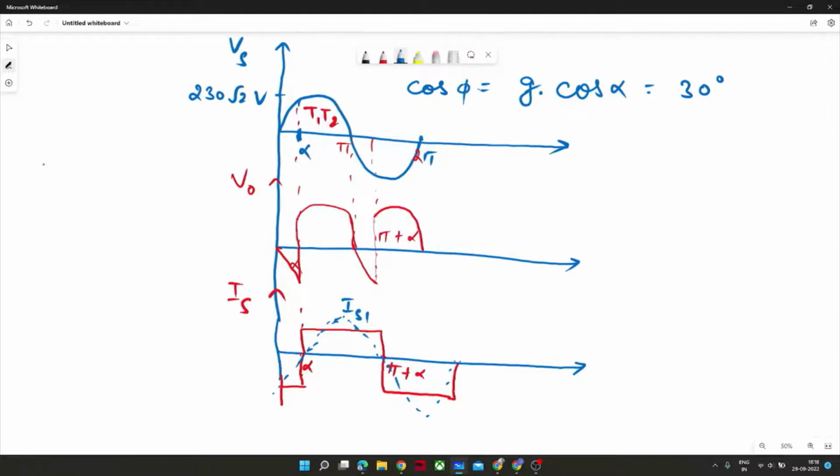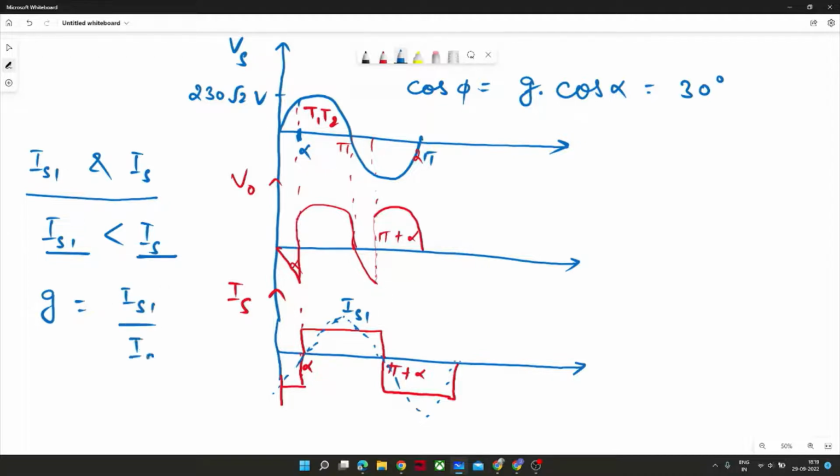See, IS1 and IS, there should be a relationship between these two currents because both are components of a single entity, that is the source current. And IS1 would always be less than IS because it is a part of IS. So there is one factor defined to relate the ratio between IS1 and IS, and that is called the distortion factor. G, this is the distortion factor.